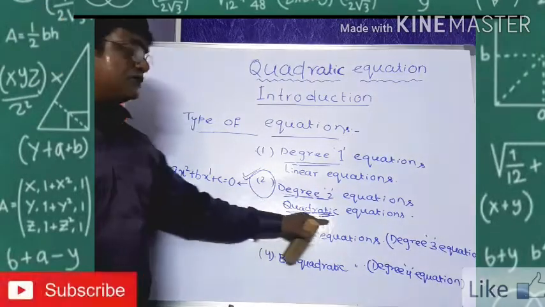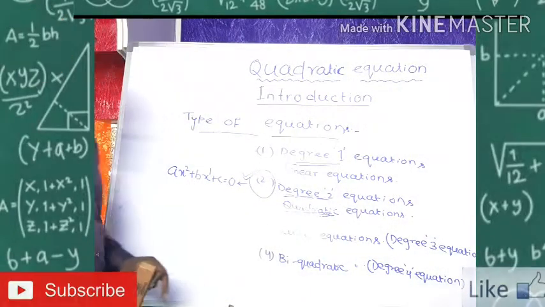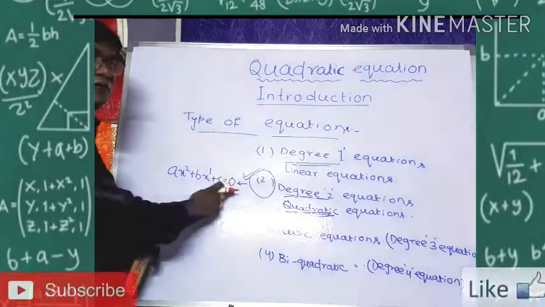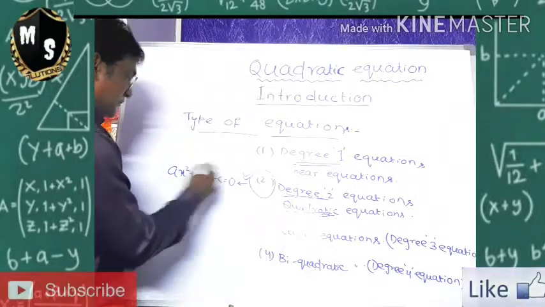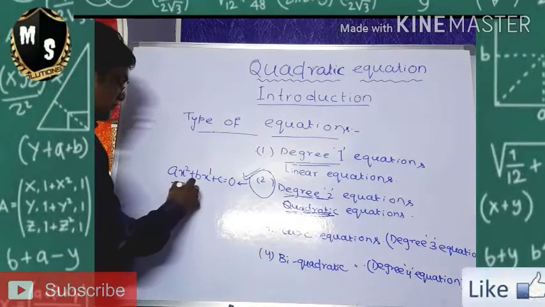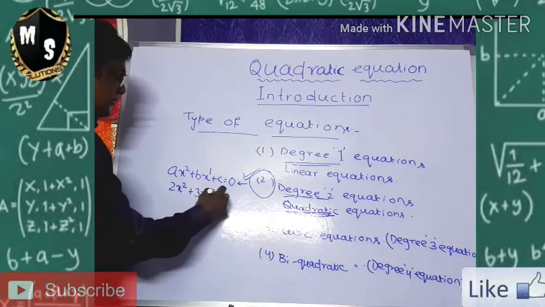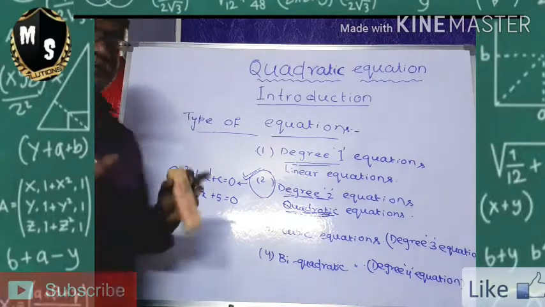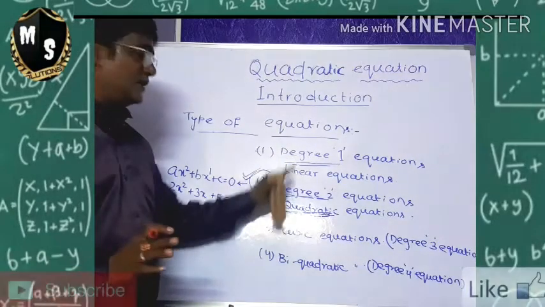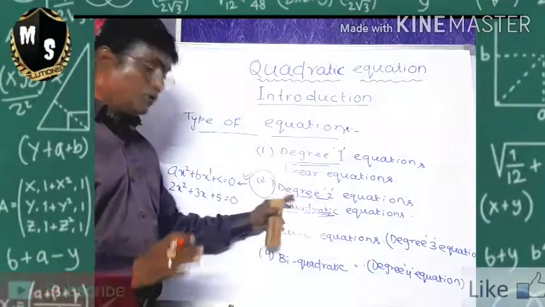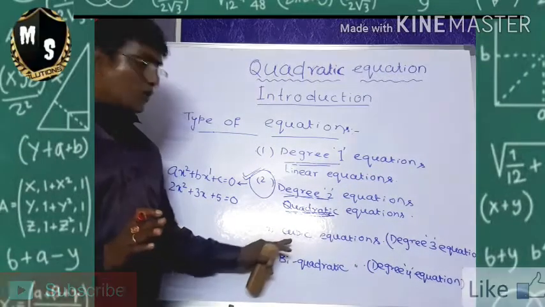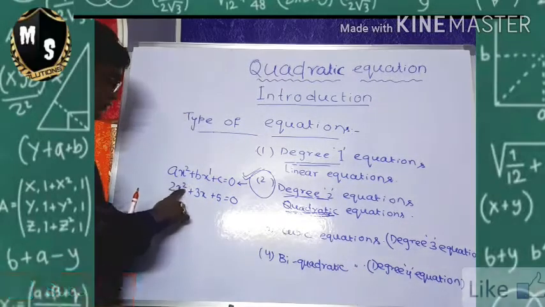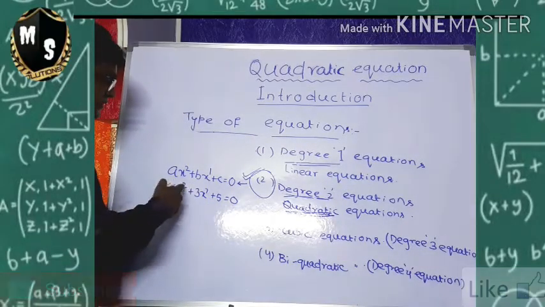Degree 2 equations are always called quadratic equations, and quadratic equations are always in the format of ax square plus bx plus c equal to 0. I hope you understand. Now I am giving an example: 2x square plus 3x plus 5 equal to 0. When the equation is given like this to you, you first have to consider which format it is. Is it a degree 1 equation, a degree 2 equation, a degree 3 equation, or a degree 4 equation? By considering the variable power, here the power is 2 and here the power is 1. So the highest power is 2.